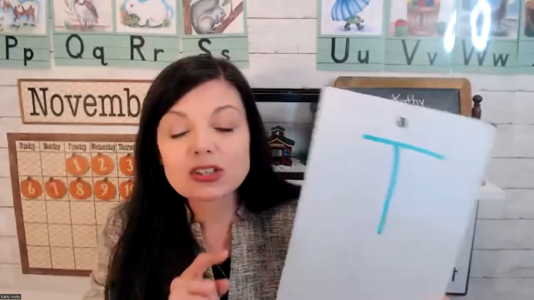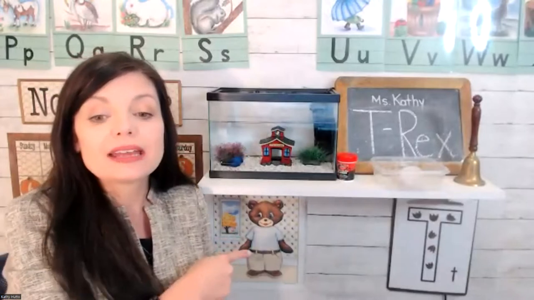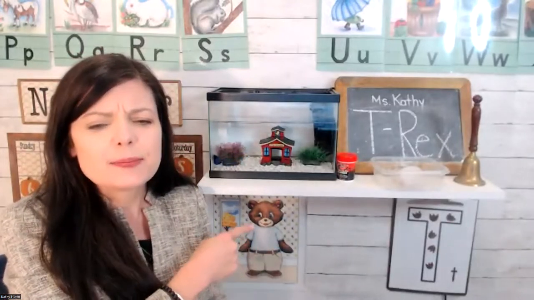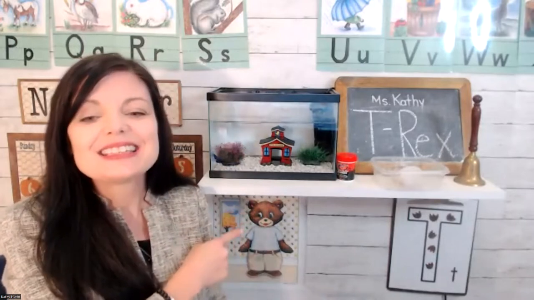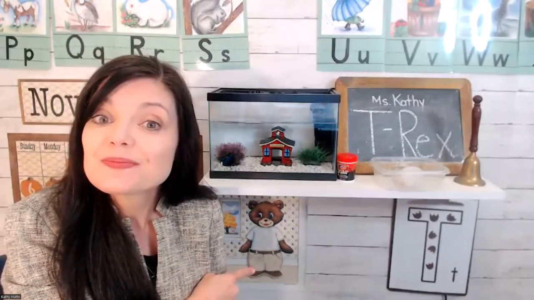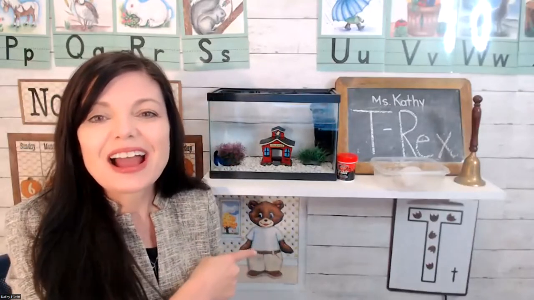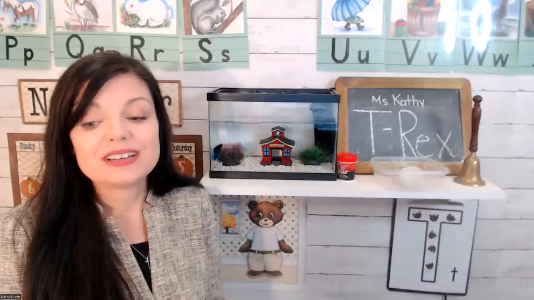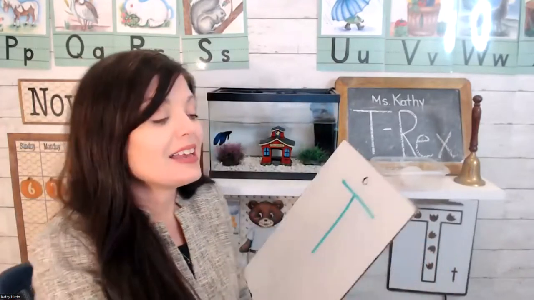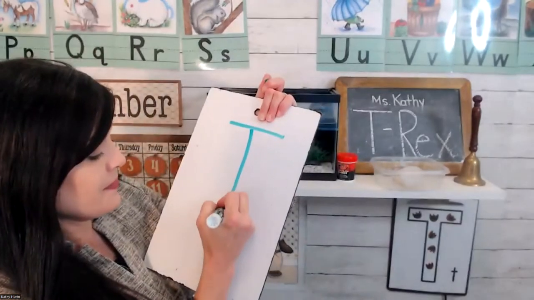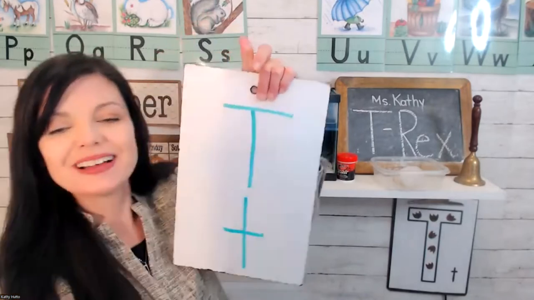Now, I want to ask you something first. Let's take a look at Weather Bear. He's wearing a belt. Is the belt on his head? No, no, no. Is the belt on his feet? No, no, no. Where's the belt? Right in the middle. So to make the little letter T, we're going to make a number one with a belt right in the middle.